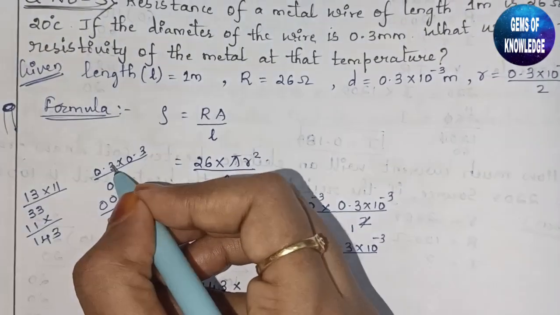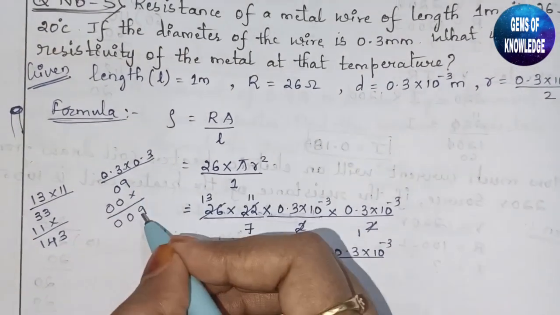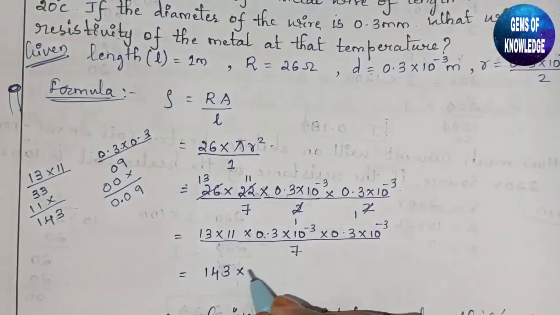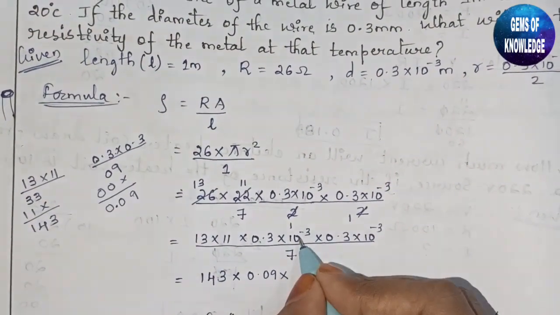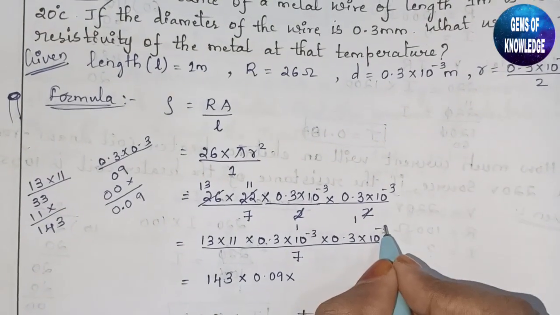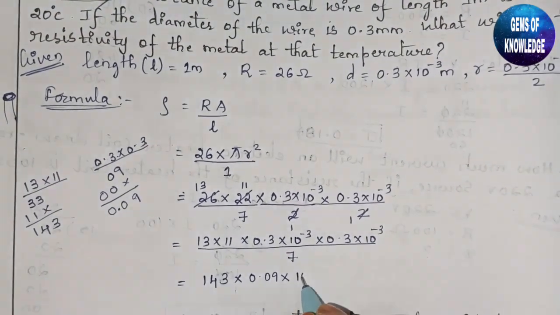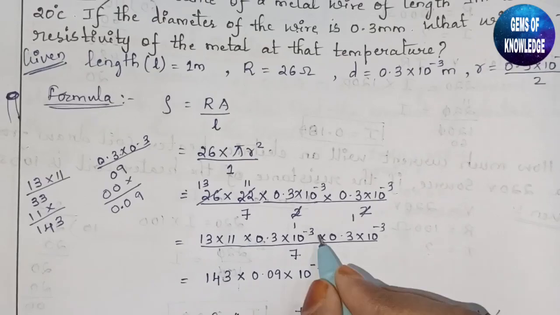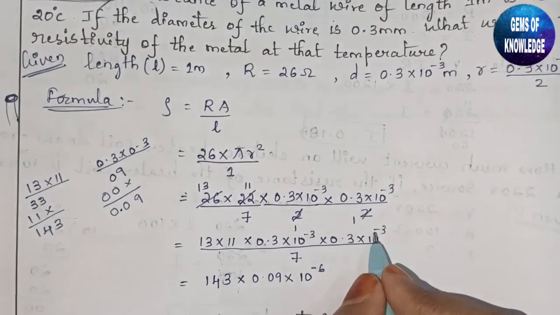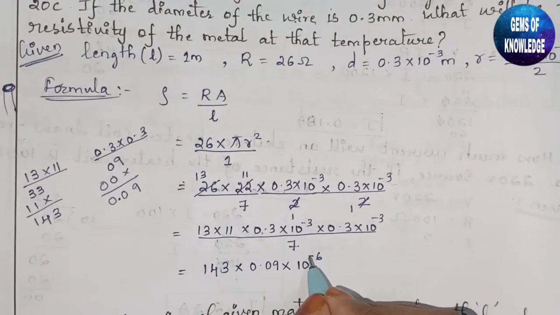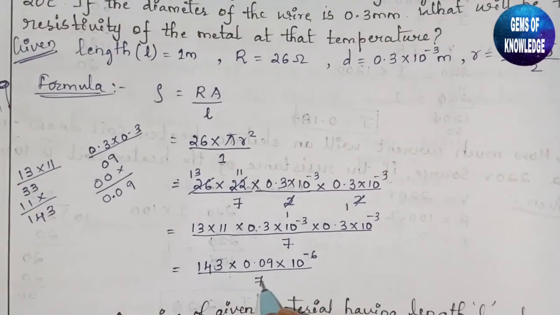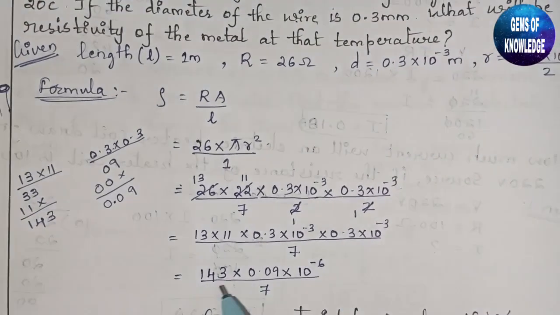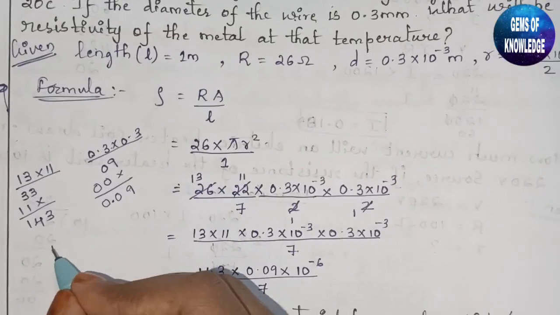The point comes after two numbers, so it is 0.09 into 10 to the power of minus 3 into 10 to the power of minus 3. What will it be? 10 to the power of minus 6, since the powers will be added. So it will become 10 to the power of minus 6, divided by 7. Next, 143 into 9.